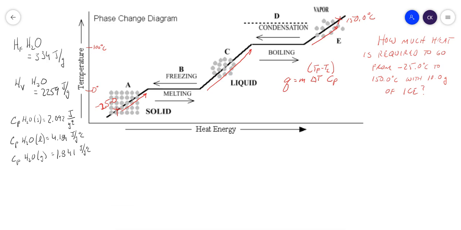When I am within a phase change, when I'm doing this portion or this portion, I'm going to use this formula, Q is equal to mH. H being the enthalpy or heat of fusion for melting, or the enthalpy or heat of vaporization for my boiling process. Once I do each of those calculations, I simply add them up.